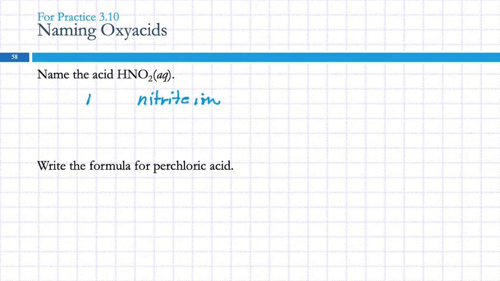So this dissolves in water and makes NO2 minus and H plus. And so we're going to change that ite ending, bite us, to us. So it's nitrous acid. Once you see it, it's like, oh, well, that makes sense, but you need to get there.